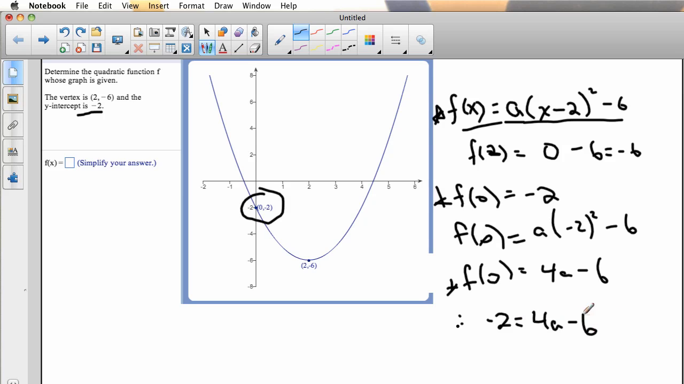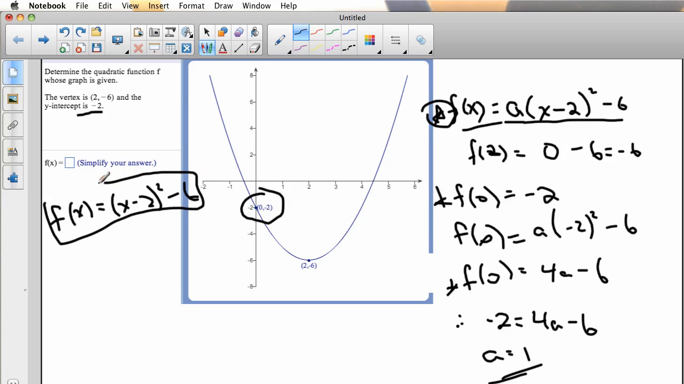And if that's true, then I can figure out what a is. I can add 6 to both sides, divide both sides by 4, and I'll find out that a has to be 1. So that makes it very nice. If a is 1, then my equation is exactly this thing I wrote here with a star next to it, but instead of an a, I'll just use 1. So that just means I'll get (x - 2)^2 - 6. So that's going to be my answer.